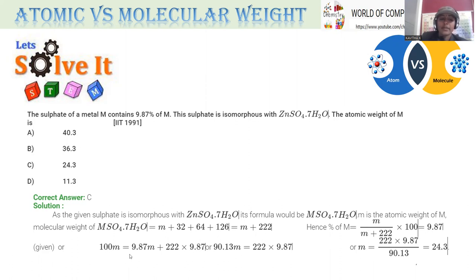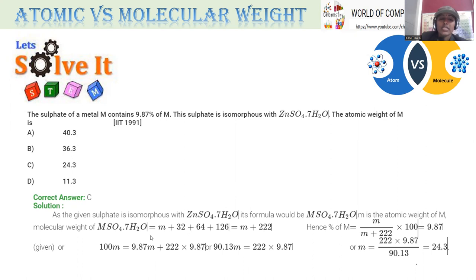For that purpose, 100 M is equal to 9.87 into M plus 222 into 9.87. Now it will become 222 into 9.87 by 90.13, which will be 24.3. That is provided as option number C, right?